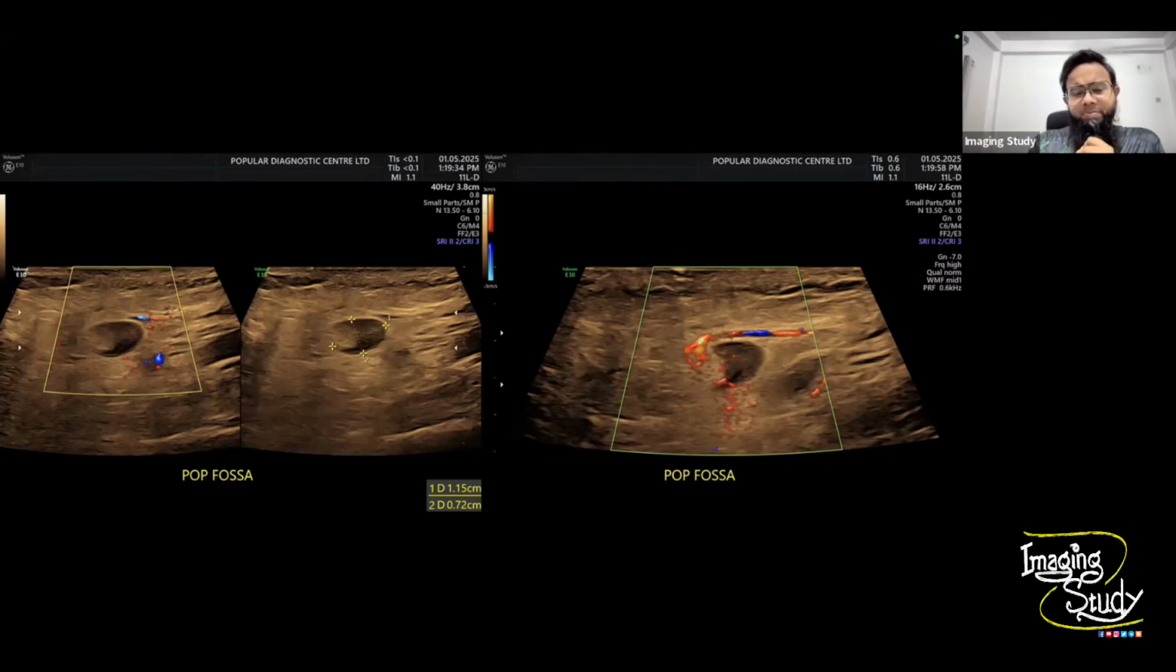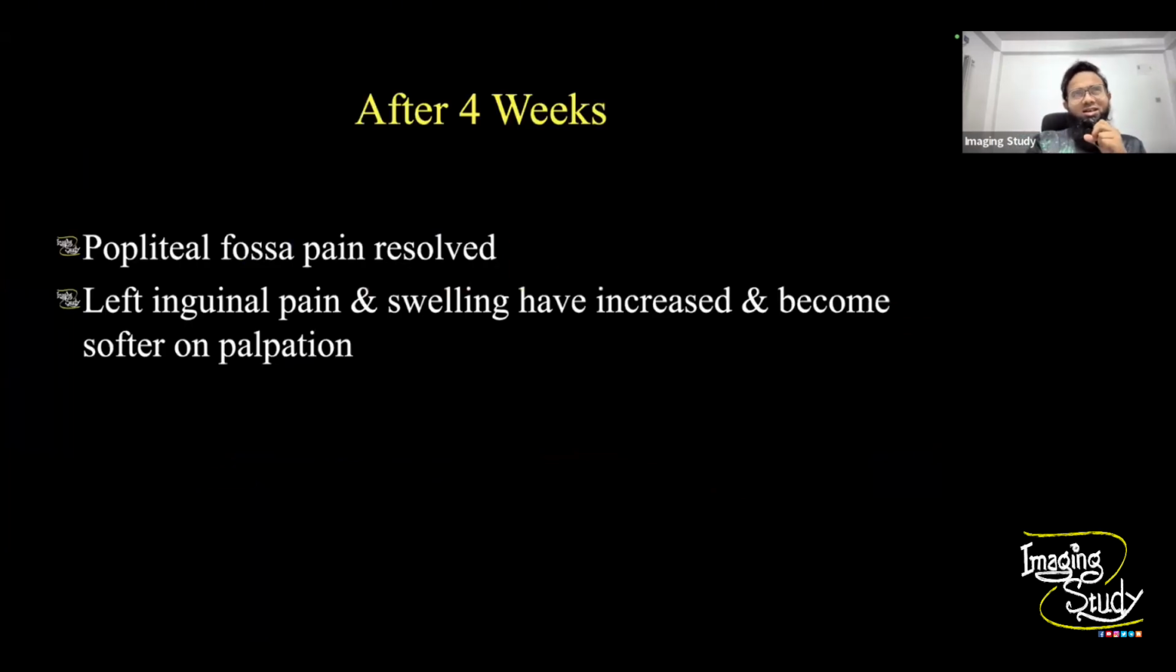Okay. Suddenly the patient came to me yesterday. So it was 29th May. So after 4 weeks, actually, the patient came to me. And after this long duration, about a month later, the popliteal fossa pain got resolved, so ignore that. But the left inguinal pain still persists, and the swelling looks more swelled up, and on palpation, it's quite soft now. So we are afraid that it may have turned into an abscess.